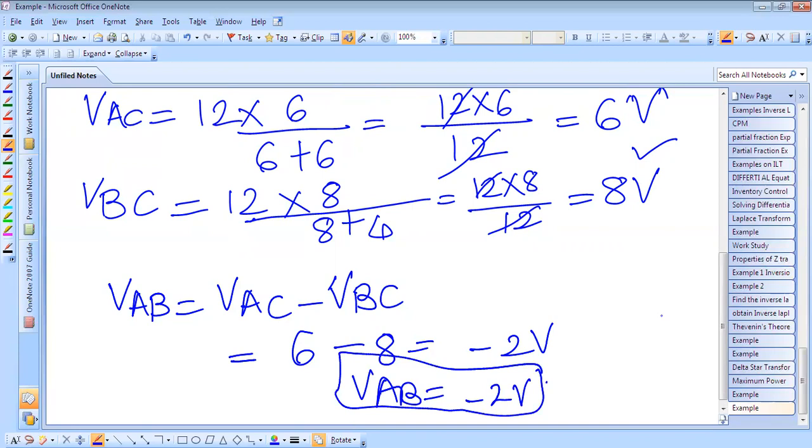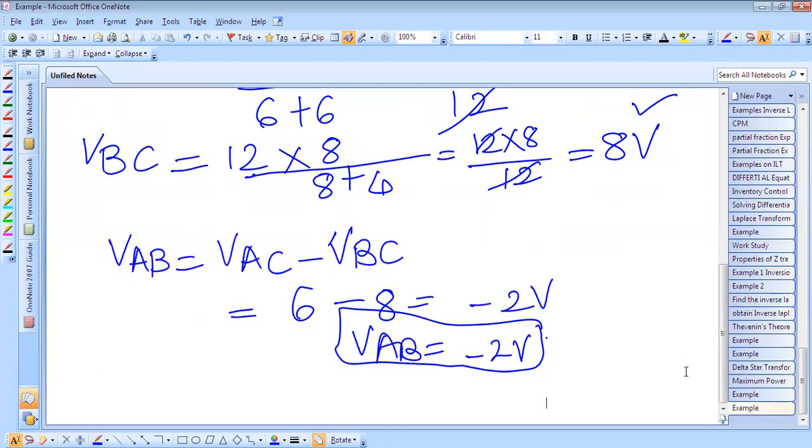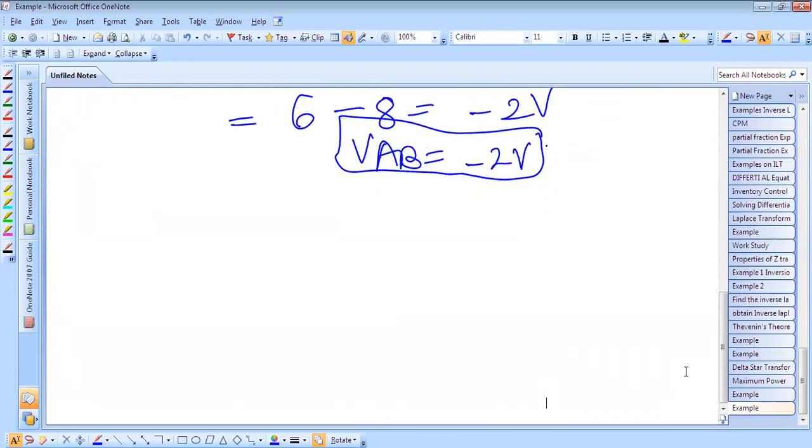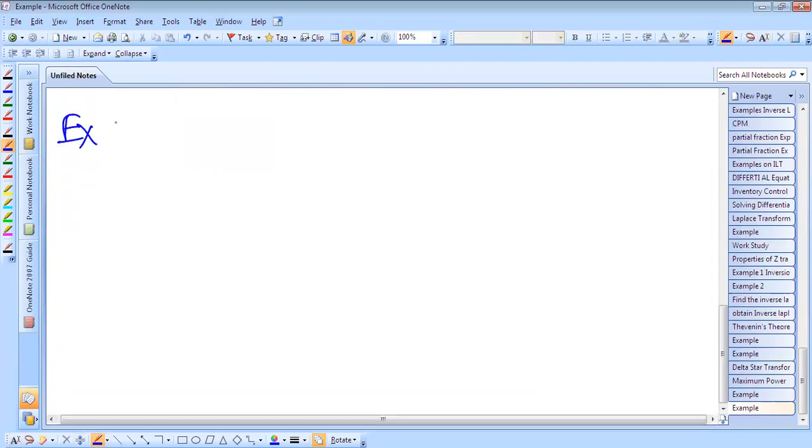Okay, so in this way we can find the voltage across the terminals A and B. Okay, so next we will find the second example. The circuit is given to you.